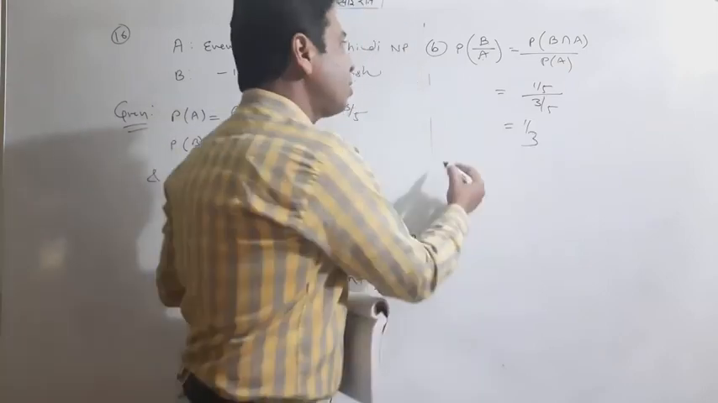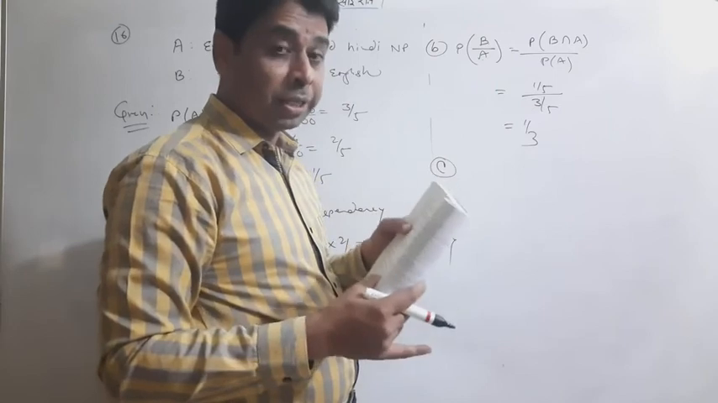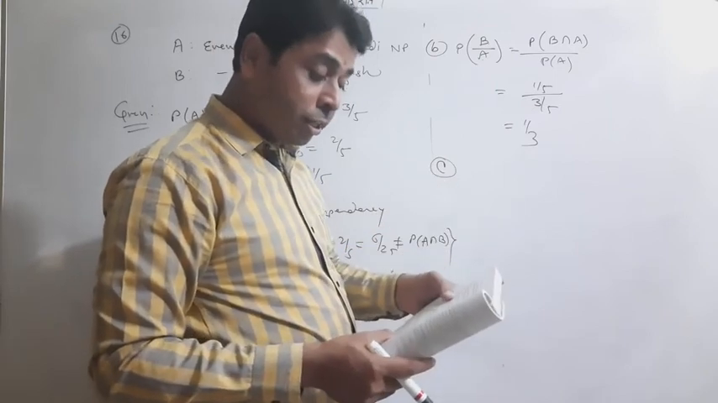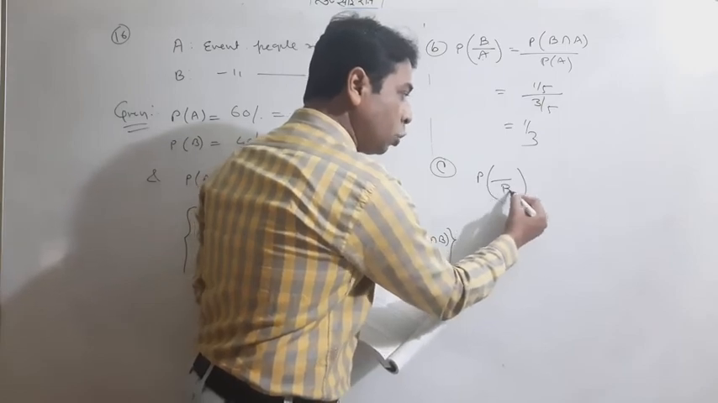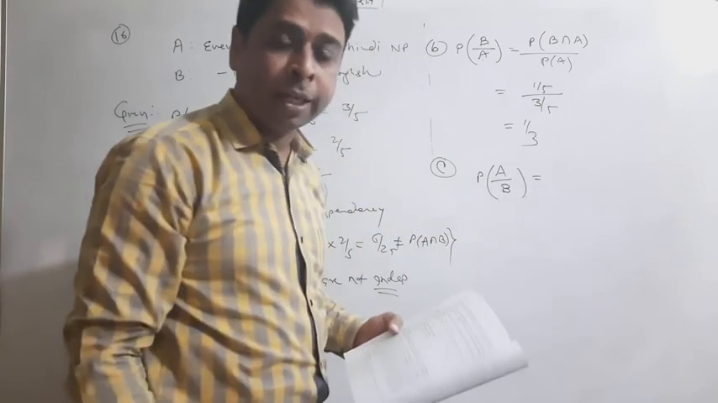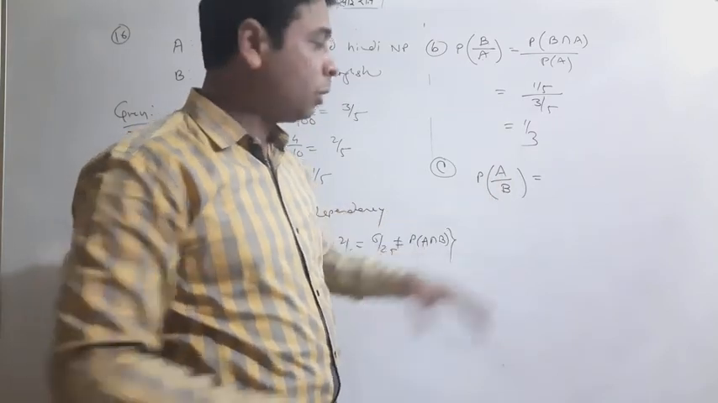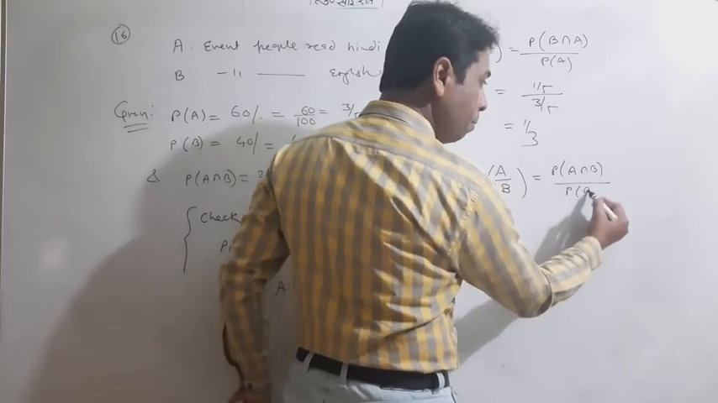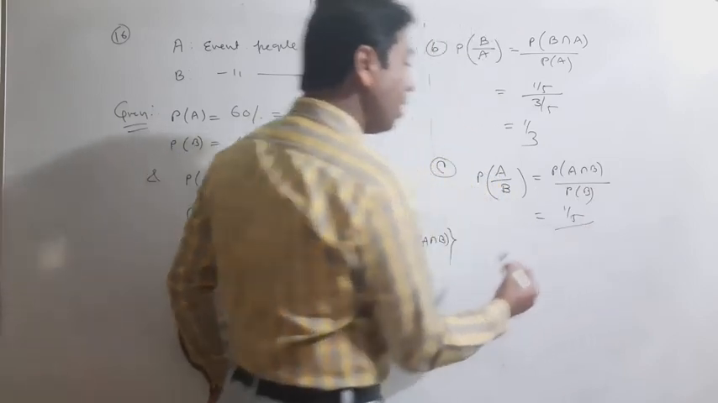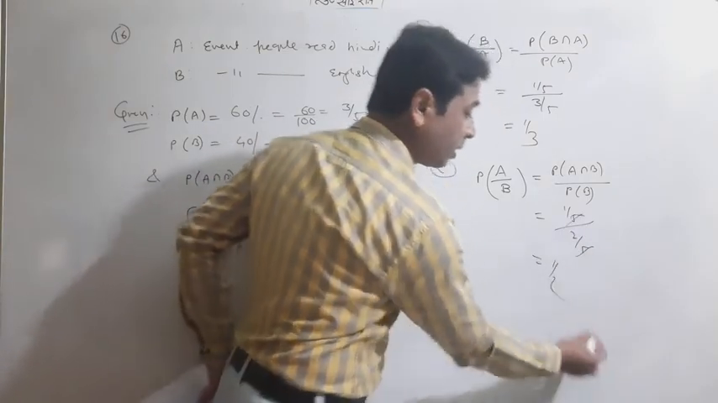You got it. Question C is very much the same. This question may come in the exam, very important. If she reads English newspaper, it is given, and we want to find the probability that she reads Hindi newspaper. So we need to find P of A when B is given. You can use the same formula, P of A intersection B upon P of B. P of A intersection B is 1 by 5 and P of B is given as 2 by 5. So 5 and 5 cancel, and the answer is 1 by 2.